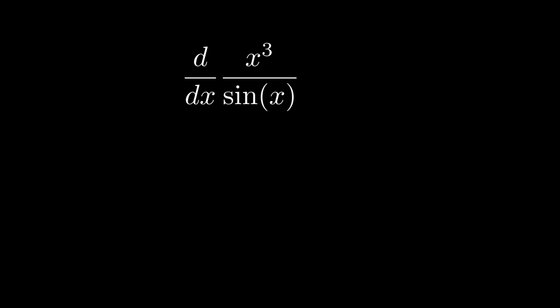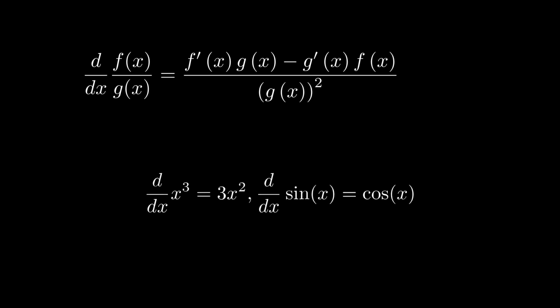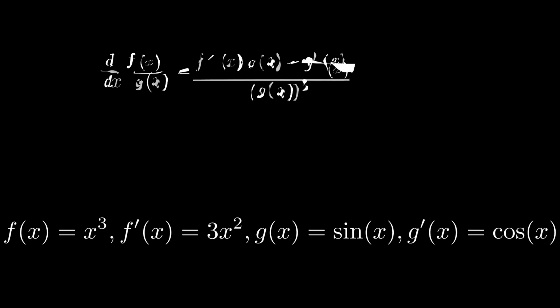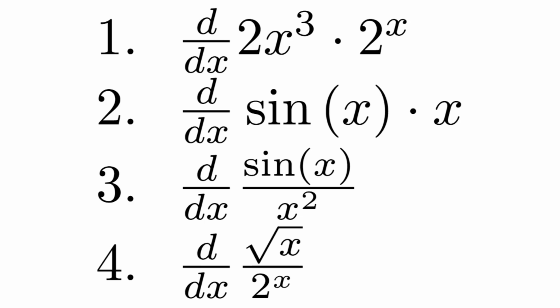If we try this on, let's say, x cubed over sine of x, we get the derivative of each, which would be 3x squared and cosine of x, and we put them all into the formula to get this. So, if you want to give them a go, here are some practice problems. The answers will appear in 10 seconds.